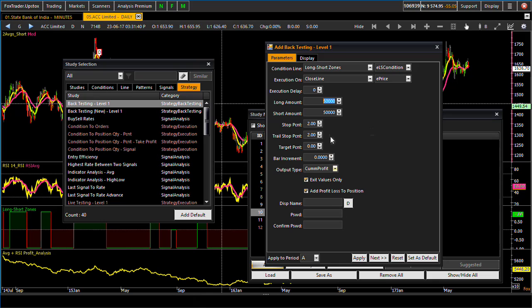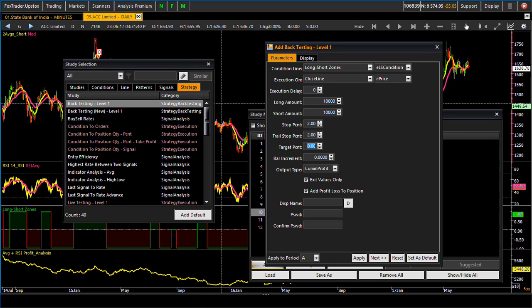Okay, so here you specify the long amount, what should be the long order value. At the same time you can also specify what should be your short order value, right? And you can specify stop loss percent, trail stop percent, like when the trade goes in your favor your stop loss will move up in case of a buy signal. The stop will move down in case of a sell signal. So when the trade goes in your favor, at that point only your stop loss will trail.